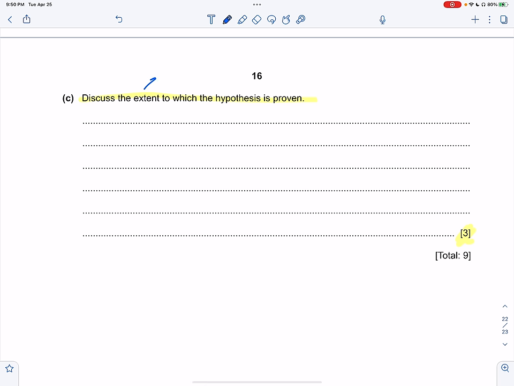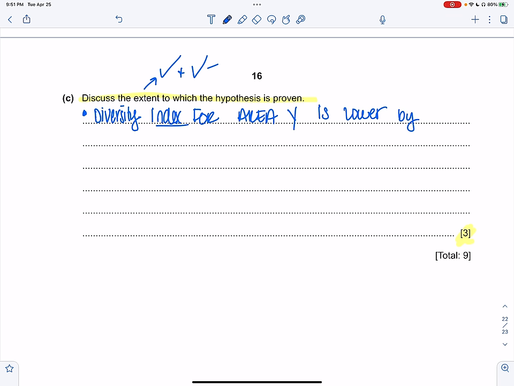So the extent is where is it good and where is it not good? So where does it support? Where does it not support? So the diversity index for area Y is lower. Index is underlined, which means it has to be there. And so if you could use data, use data. All you have to do is subtract to get the data mark for this. 0.079. That's how much it's lower by, which is not a large amount.